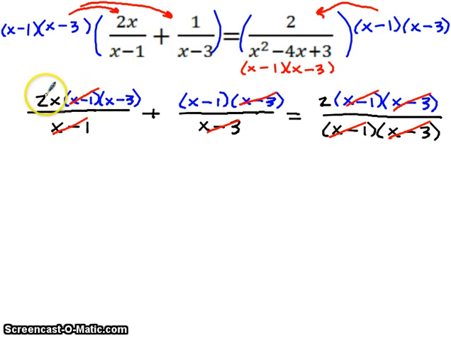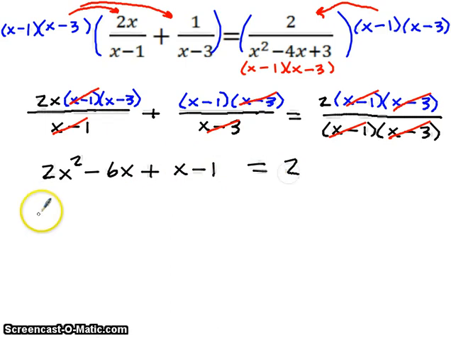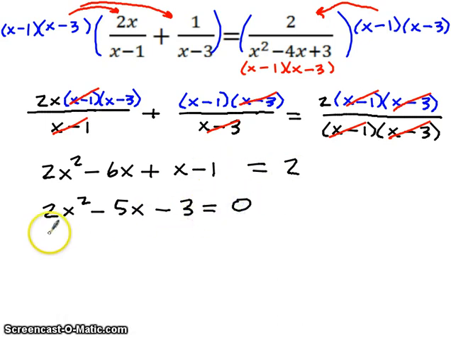So here we have a 2x times x minus 3, we get 2x squared minus 6x, and then plus x minus 1 equals 2. And so from here we have 2x squared minus 5x, subtract 2 from both sides, we have a minus 3. And this, to me, looks like a classic trinomial that I've factored 1,000 times.